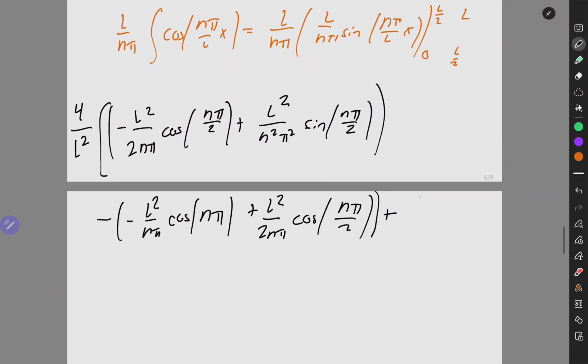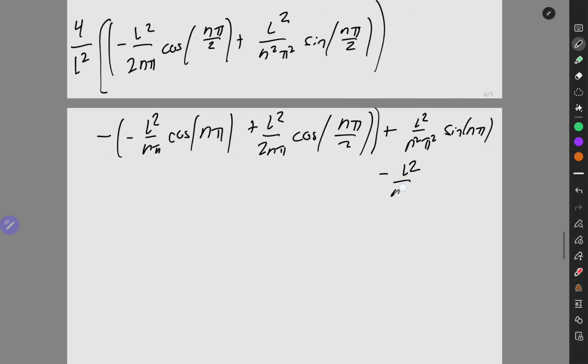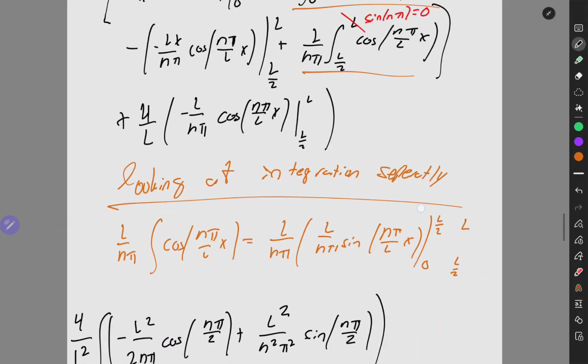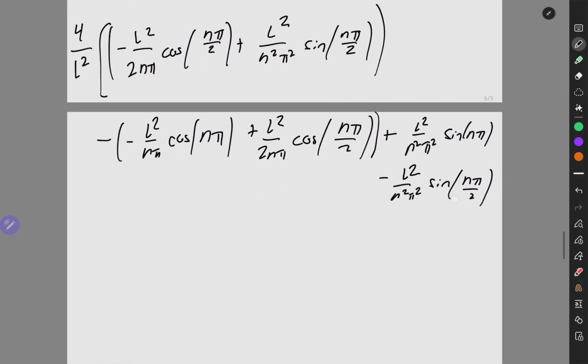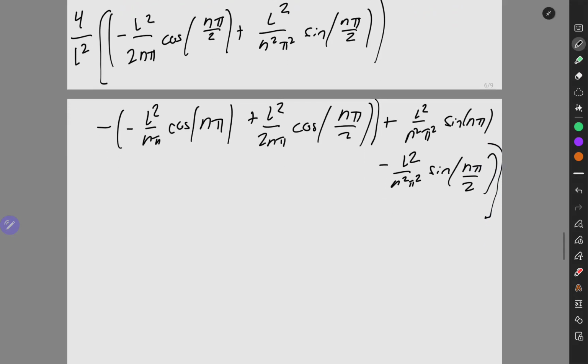That's a bunch of squares. So L squared over n squared pi squared times sine n pi, minus L squared over n squared pi squared, sine n pi over 2. Probably, yeah, n pi over 2. L's cancel. And we're still not done yet. Just into that section.